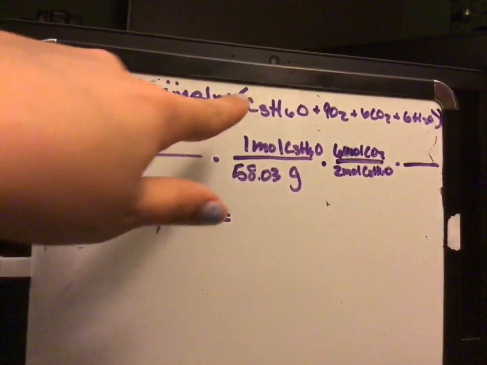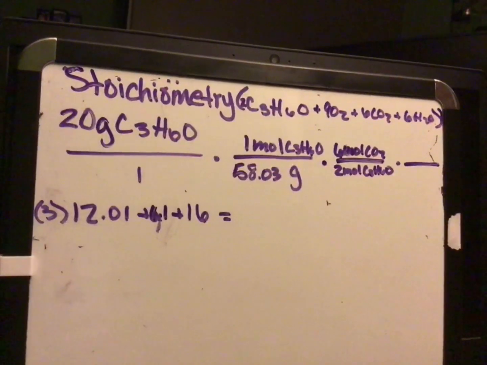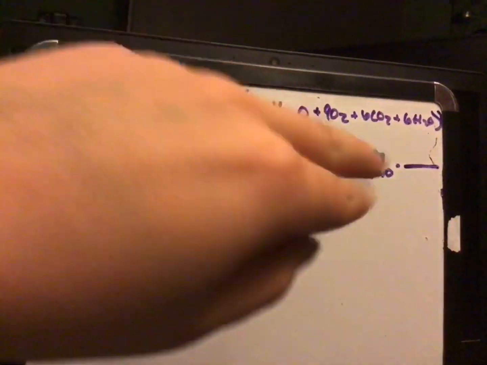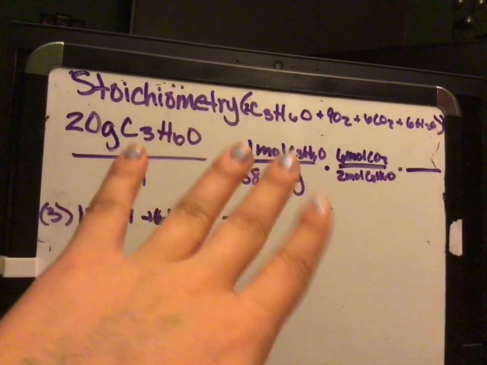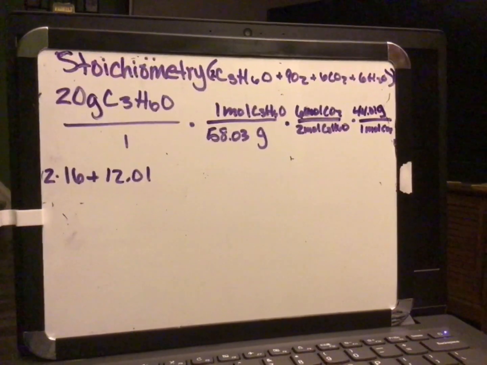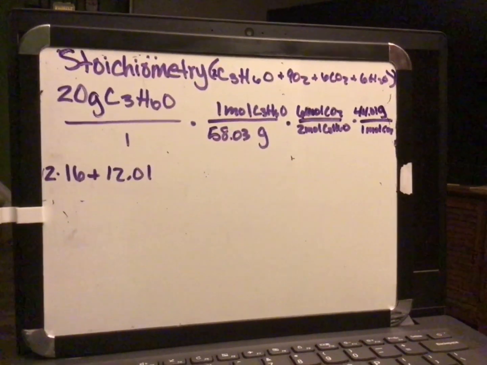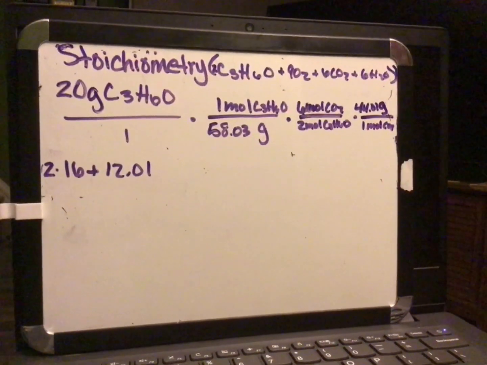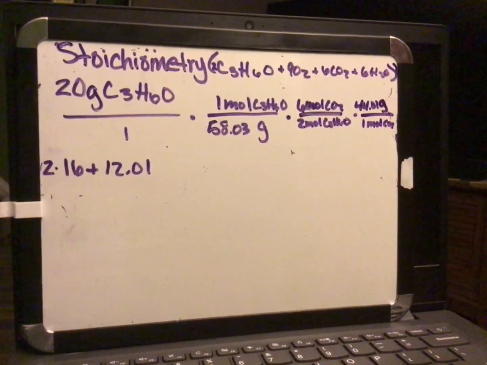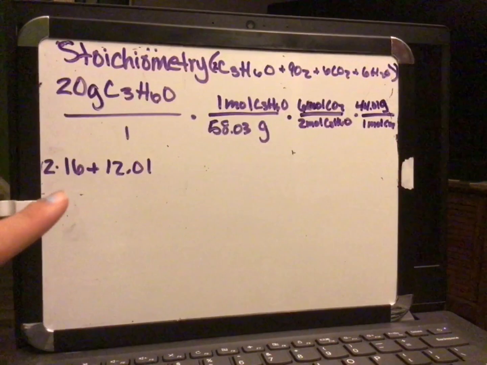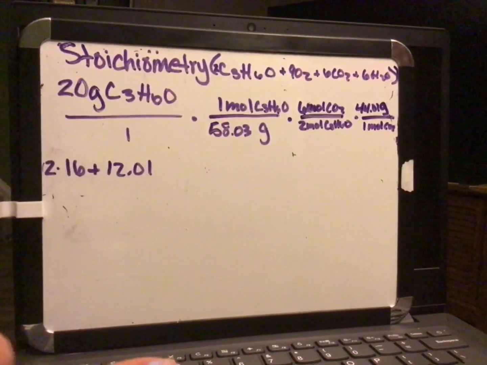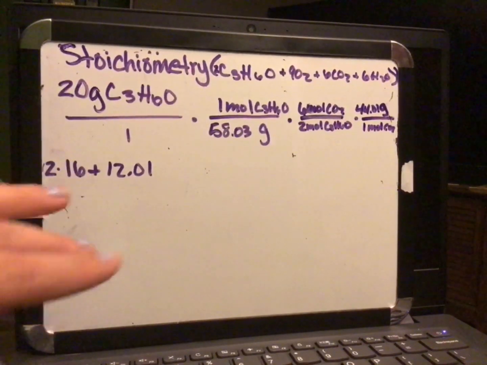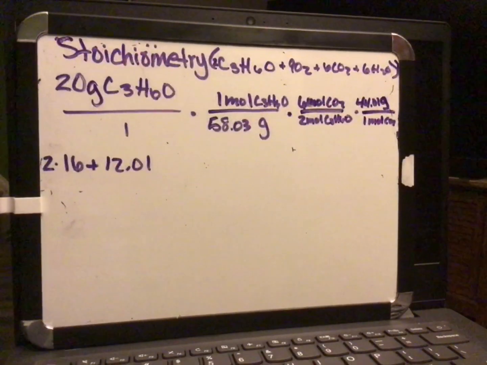So for every 2 moles of acetone, we have 6 moles of carbon dioxide. And we put it in this order so that we can cancel out the acetone. And then for the last one, we just have to find out how many grams are in 1 mole of carbon dioxide. So we did 2 times 16, which is the atomic mass for oxygen, plus the atomic mass for carbon, which is 12.01, to get 44.01 grams.